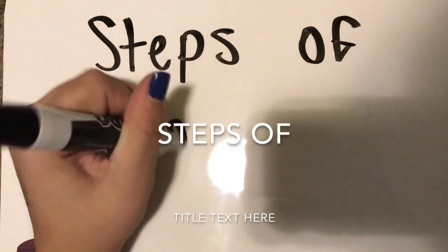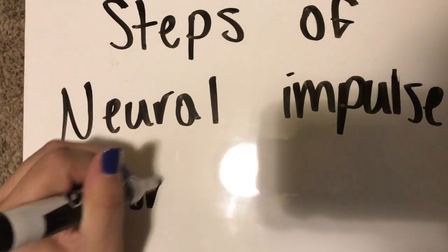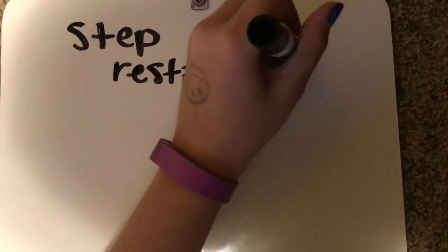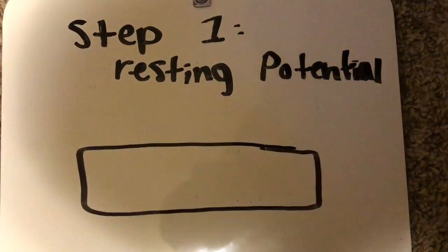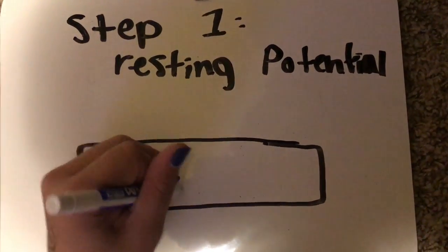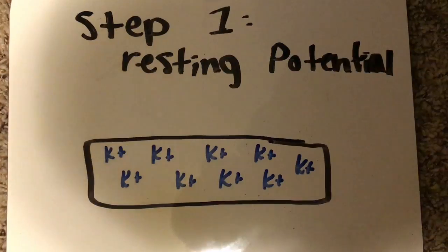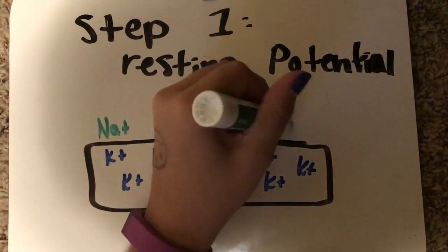Next, we will talk about the steps of neural impulse conduction. Step 1. The neuron is polarized and inactive. The body is at its resting potential and all of the sodium and potassium gated channels are closed, but leakage channels are open to maintain the resting membrane potential.